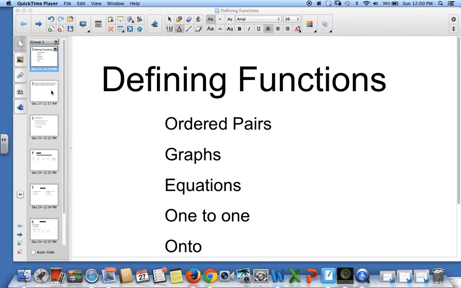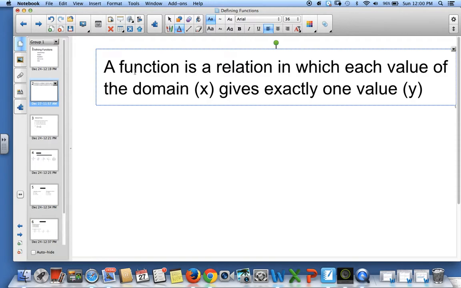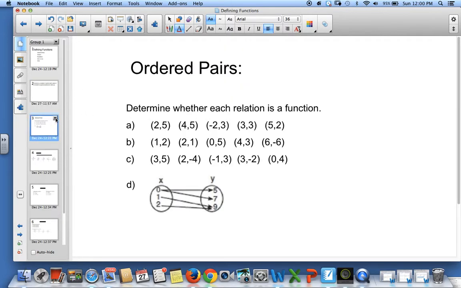First, we probably should determine what is a function. Now, a function is a relation between x and y, in which each value of the domain, which is the x part, gives exactly one value for the y. So if an x gives two different values, it's not a function. And we can think of that in a graph form or in number form. We're going to look at it first of all in number form, ordered pairs.